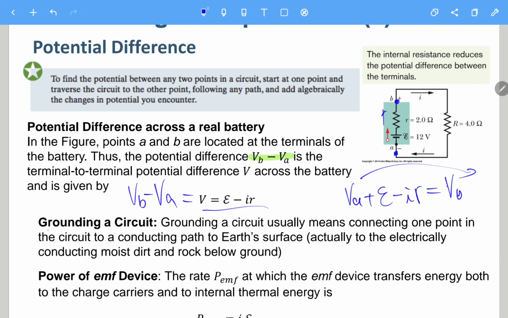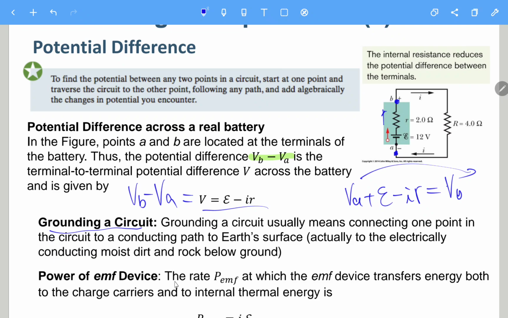And here it also mentions that you can ground a circuit. Which means that for a whole circuit, you can just pick any point to be 0 volts. Grounding a circuit usually means connecting one point in the circuit, only one point. Don't try to connect multiple points. Connect one point of the circuit through the conducting path to the earth. It will sometimes simplify the circuit.